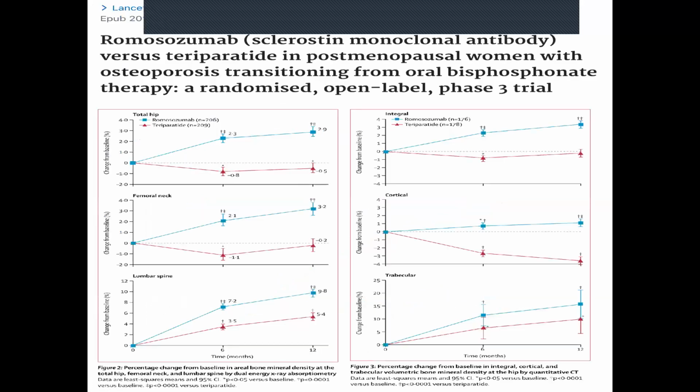So how about with teriparatide? Romosozumab, in comparison to teriparatide, we already looked at how it is superior in terms of BMD gains at the hip and femoral neck. But you can see here, total hip BMD improved, femoral neck as well as lumbar spine, and that is what I presented in the table earlier as well.